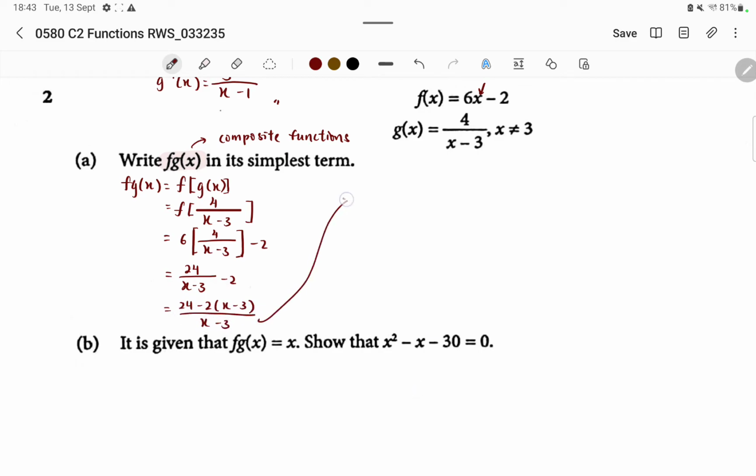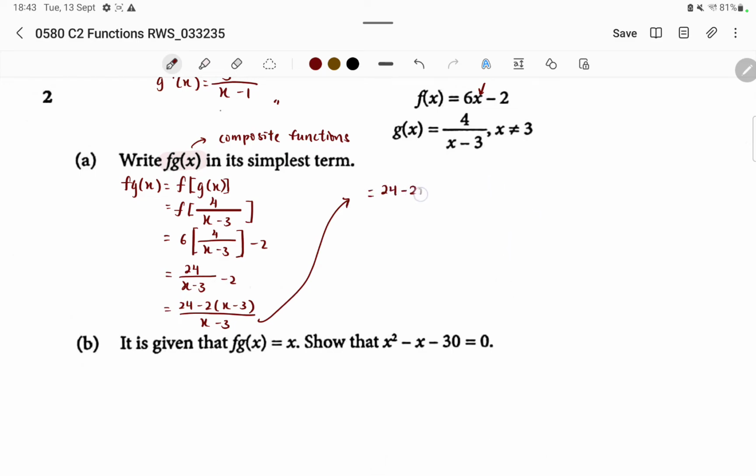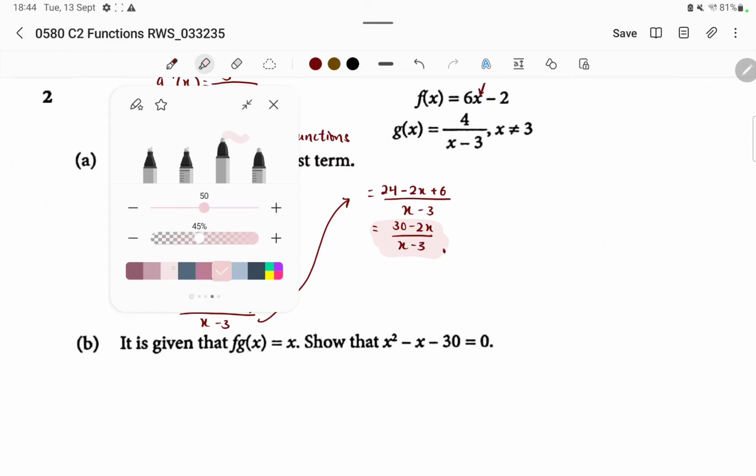Equals 24 minus 2x plus 3. This one is not 3. This one, 2 times 3, you get 6, over x minus 3. 24 plus 3, 30 minus 2x over x minus 3. So this one should be your final answer.